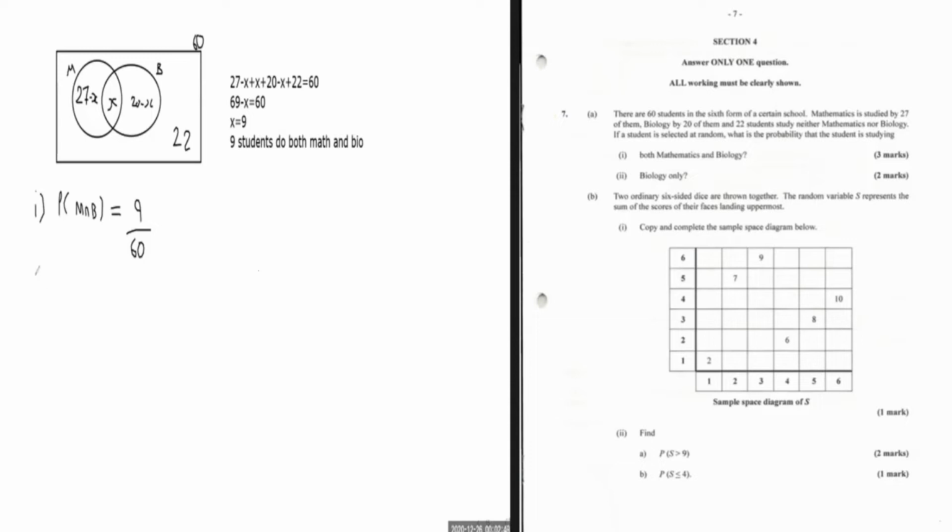Now the second part says, what is the probability a student does biology only? Let's work that out. The probability of B only, meaning biology only, is going to be, how many students do bio only? 20 minus 9 is 11. That's going to be equal to 11 over 60. That's the probability a student does bio only. Nice and easy.